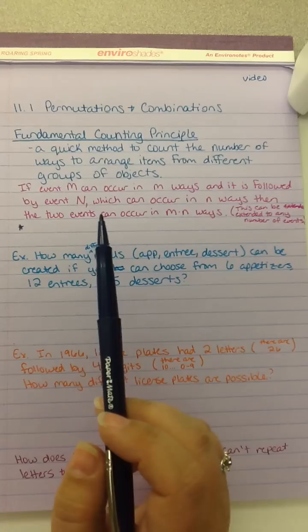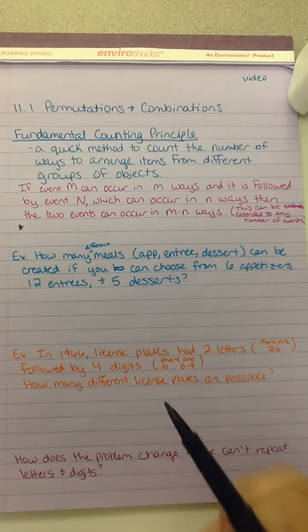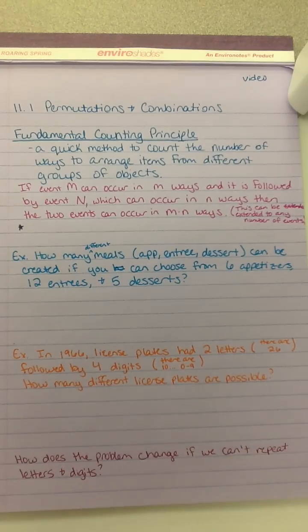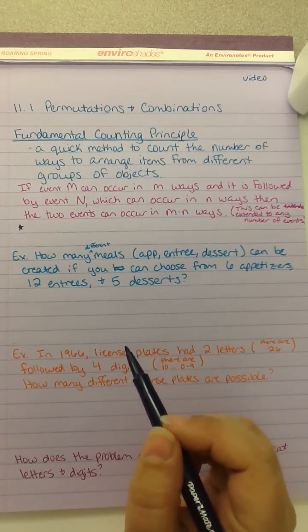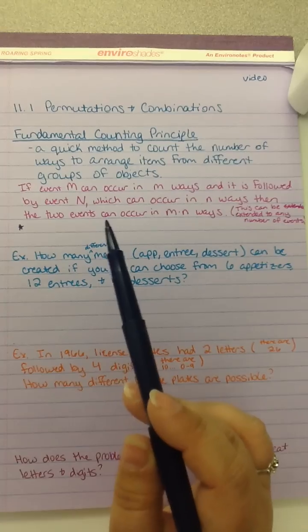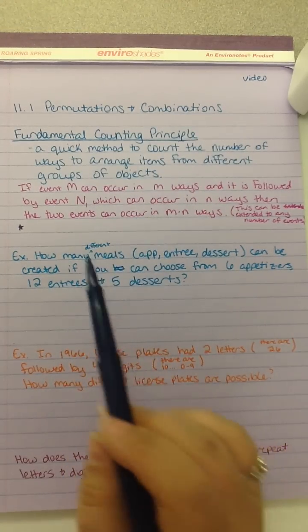It's a quick method to count the number of different ways to arrange items from different groups of objects. So if you've ever been to a restaurant and seen you can make 5,286 different drink orders from our menu, like at Sonic, they didn't actually sit down and write down all of those different drink orders. They used the fundamental counting principle.